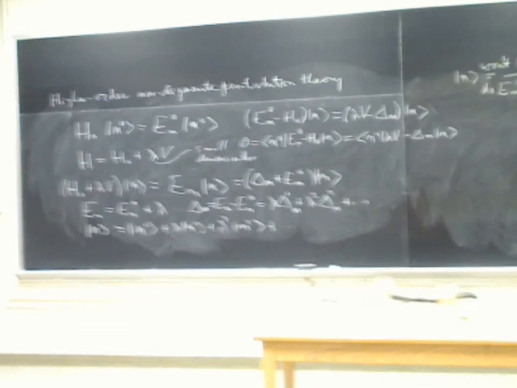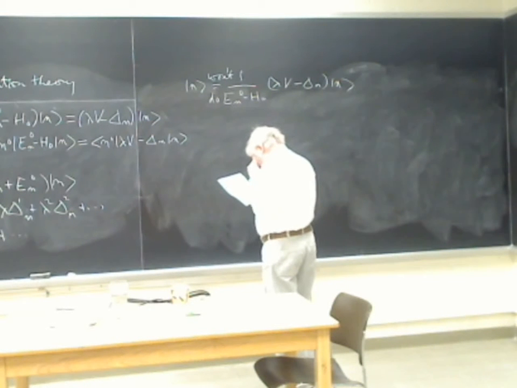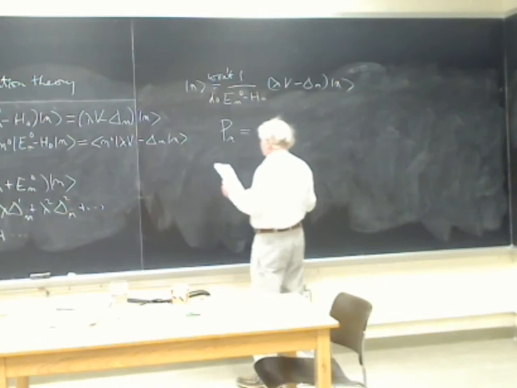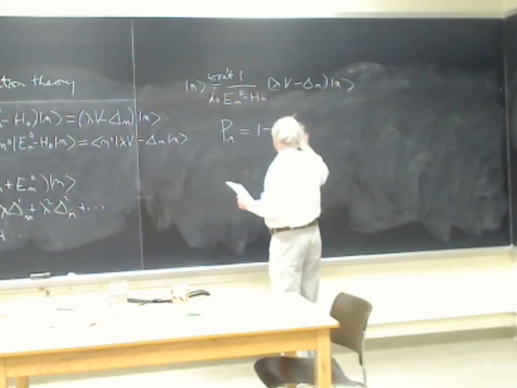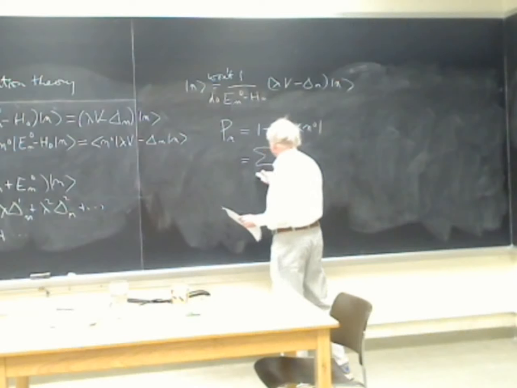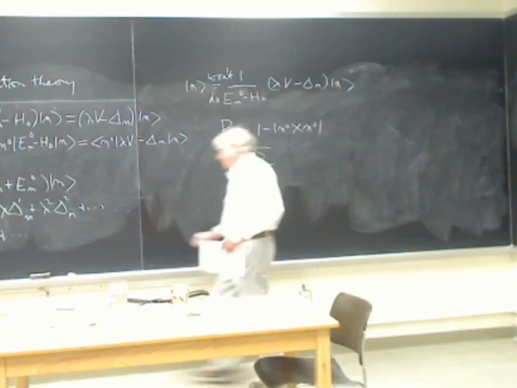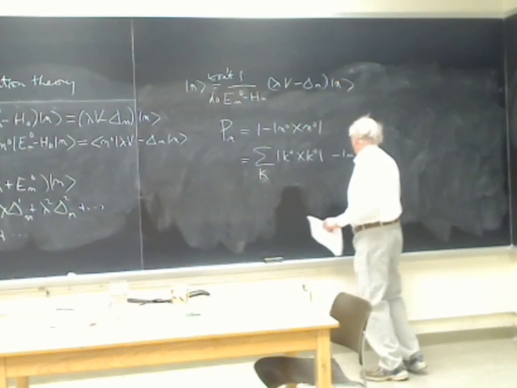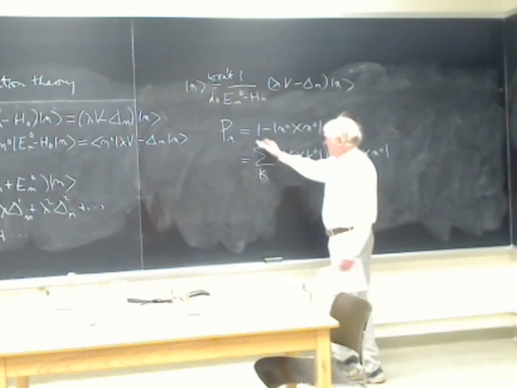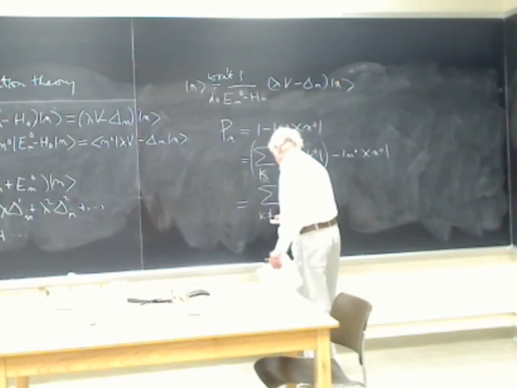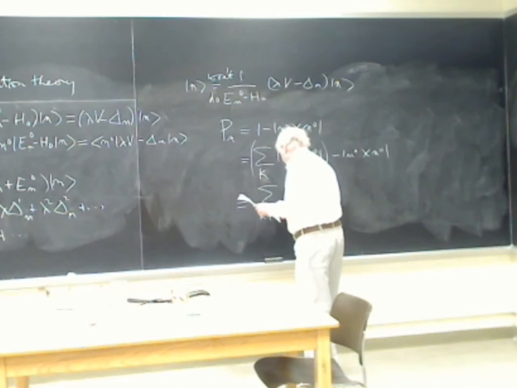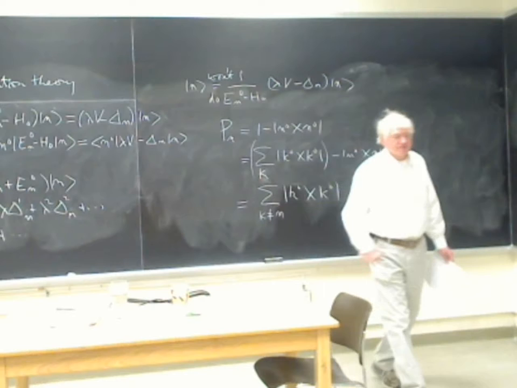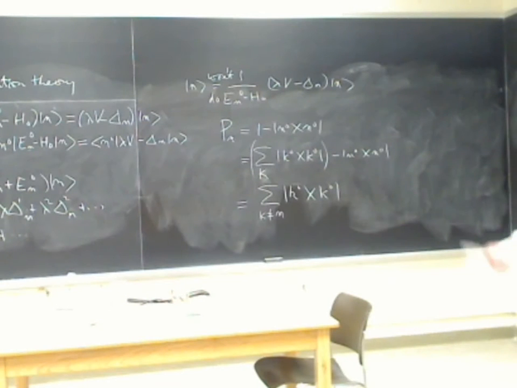We're going to do that using a projection operator. My notes use a Greek letter, but I'm going to switch to a projection operator. It's an orthogonal projection operator: P_n is 1 minus |n0><n0|. And 1 is the sum over all these states, let me call them k. So we subtract that |n0><n0| from the identity, and that just gives us the sum over k not equal to n of |k0><k0|. So this is a projection operator that's orthogonal to the nth eigenstate of H0, |n0>.